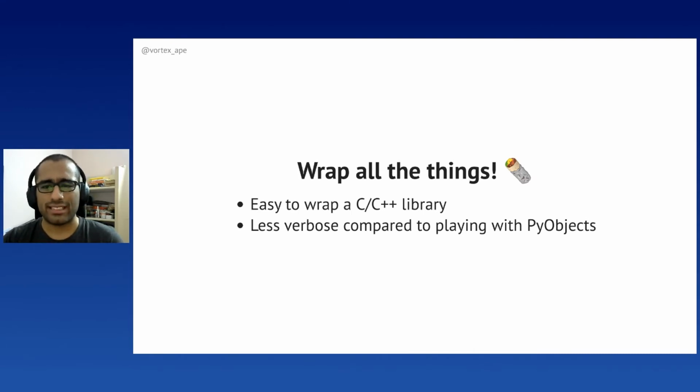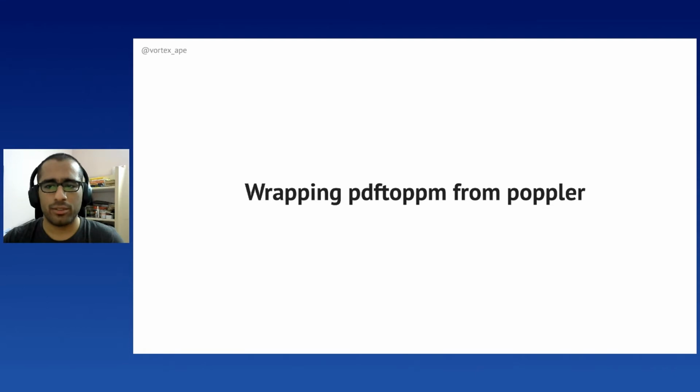The API to write an extension is also a bit less verbose compared to playing with PyObjects. With the Python C API, we had to first parse incoming parameters, convert them to PyObjects, and then finally return one too. We also had to raise appropriate exceptions, but pybind11 can automatically take care of all of that for us.